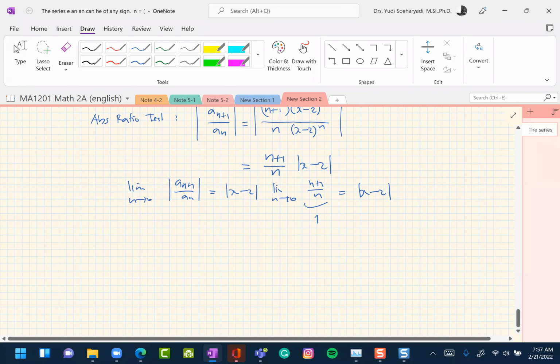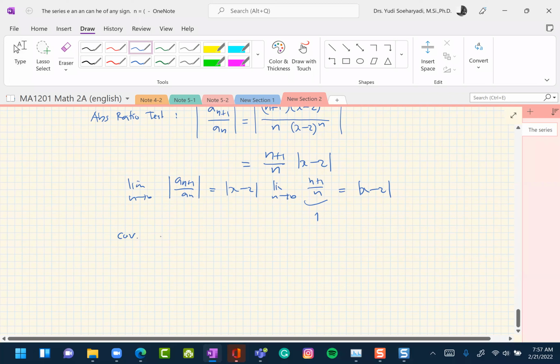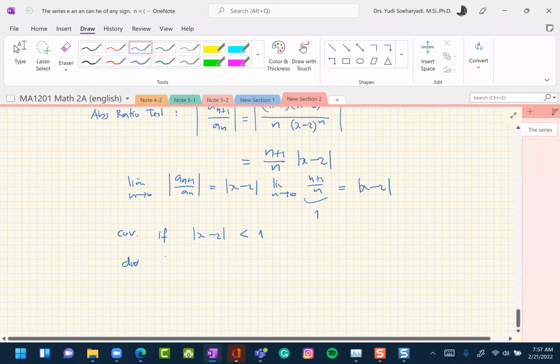Okay, so this is going to be convergent if this limit is less than 1, and divergent if bigger than 1. So this is what we have. This is centered at 2, with distance 1 to the left and to the right. So here's 3, and this is 1. We have convergence inside, and divergence outside this area.